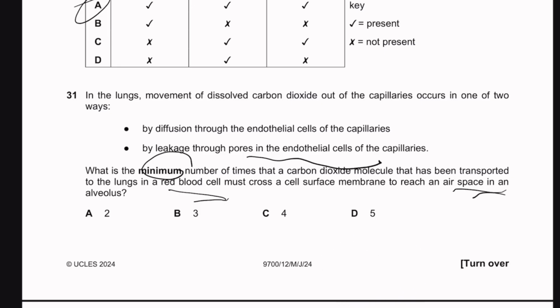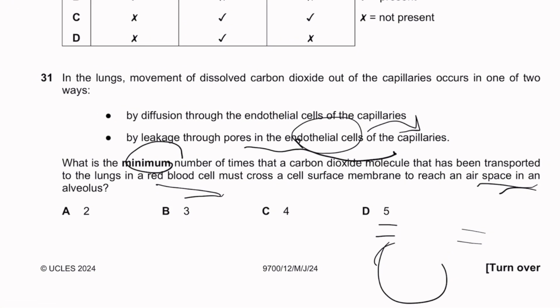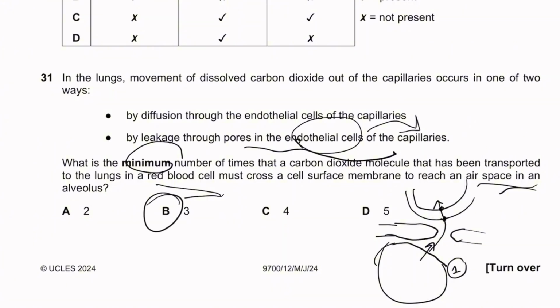So we start with the red blood cell. There's one red blood cell. Then we move on to the walls of the capillaries. Then we move on to the endothelial cells, in the case of leakage through pores in the endothelial cells of the capillaries. Okay, and then we have the alveolus. So what we have here is cell surface membrane number 1. Let's say we don't have to cross the capillary wall, but we do have to cross the first and then the second membrane of the epithelial cells of the alveolus. So we have 1, 2 over here. So we have to cross 3 cell membranes overall.